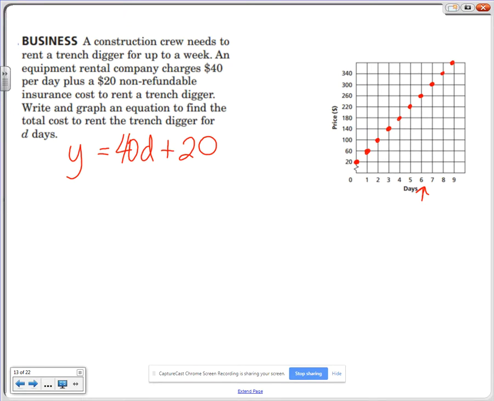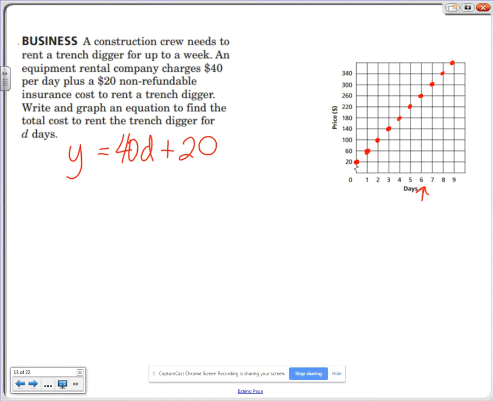What if I asked you how much it would cost me to rent this thing for 2 weeks? Is that on my graph? How many days is 2 weeks? 14, isn't it? It would not be 600 because I'm going to take that 14 and I'm going to plug it in there for D. Grab your calculator. Plug that 14 days in there for D. And what do you get? You get $580. Does that make sense for everybody?